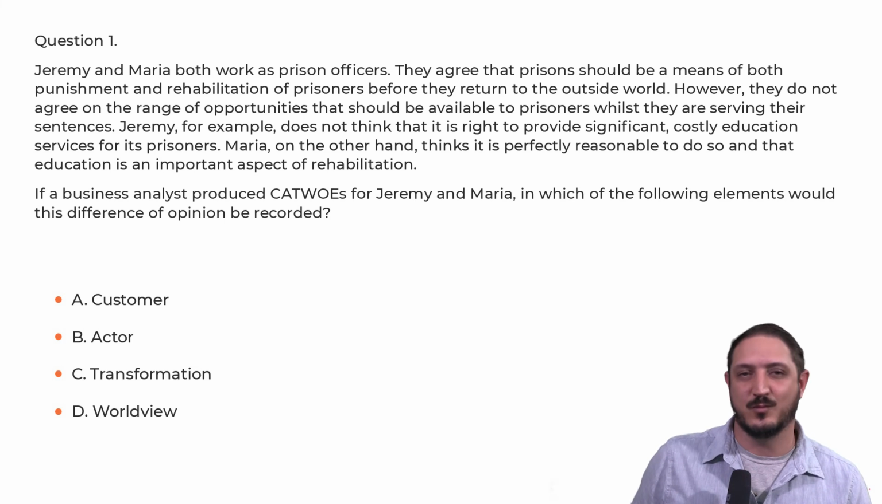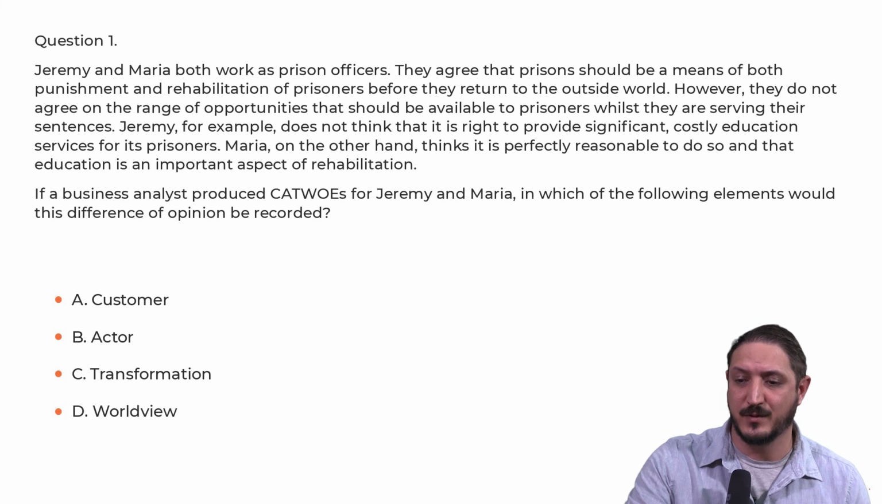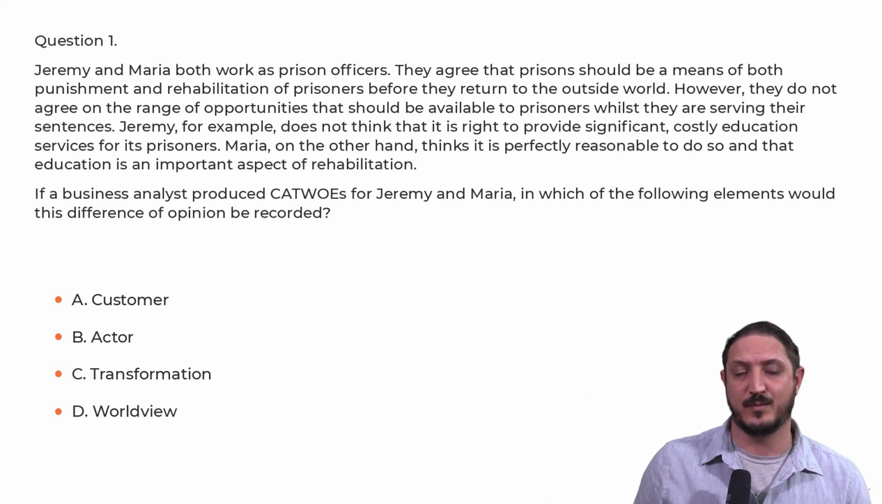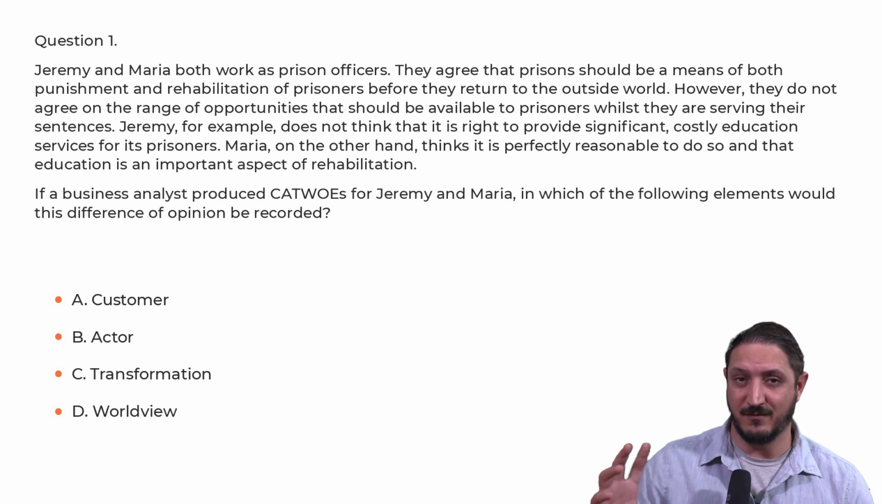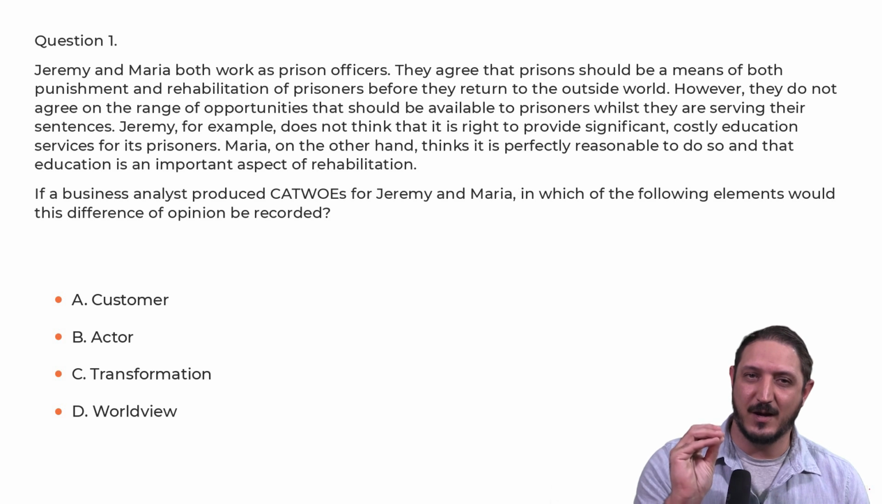They're not discussing the environment in which the prison exists. They're not discussing the customers who are receiving the outputs. They're also not discussing the O element, the owners of the prison, which may be government owned or maybe a privately owned prison. But they're not discussing differences between their perspectives of who owns the prison, which environment the prison exists in, who the customers are, the receivers of the output, or the differences in opinion as to who the actors are, the people who are actually carrying out the process. But they are discussing the specific operations within the system. So therefore, the correct answer is the T element of CATWOE.